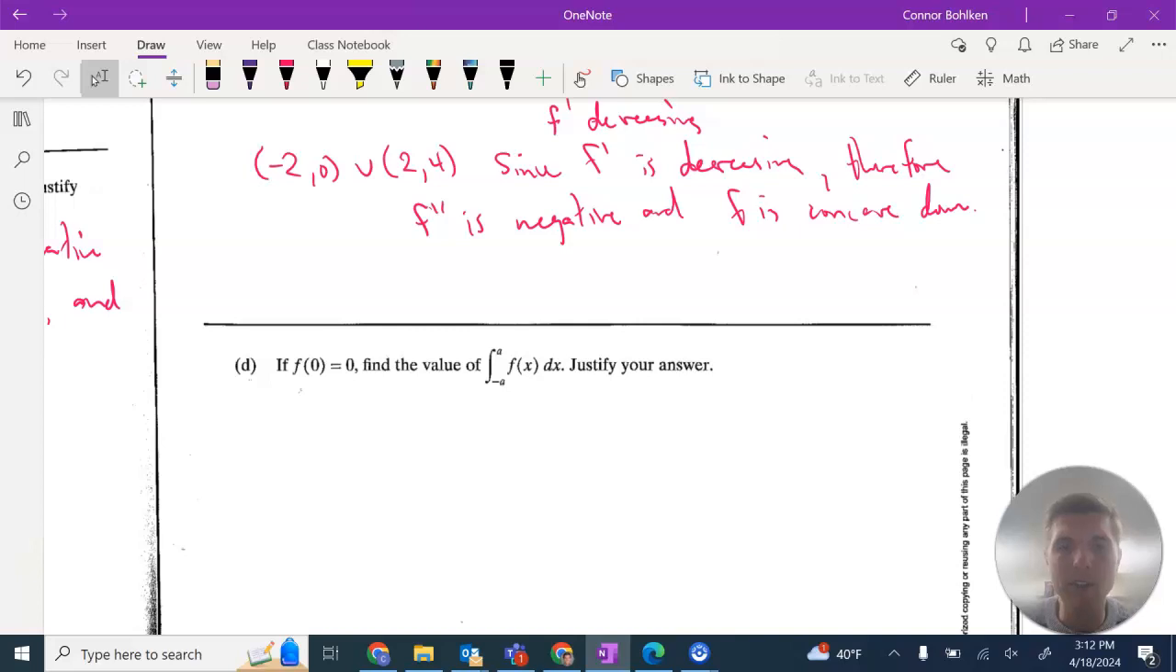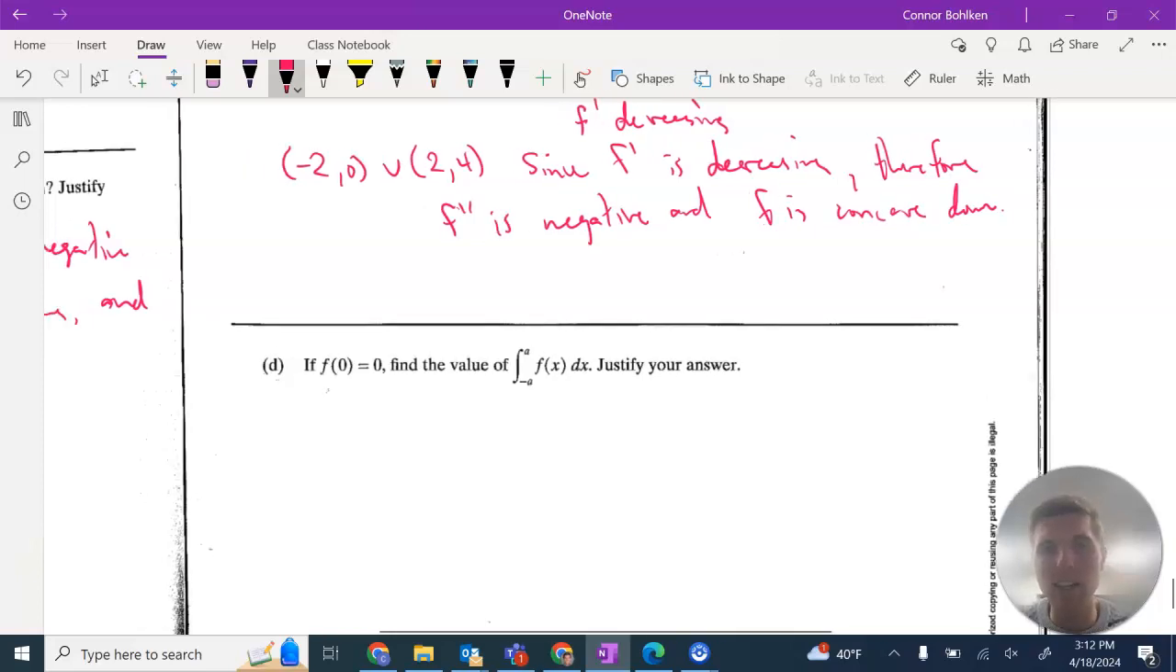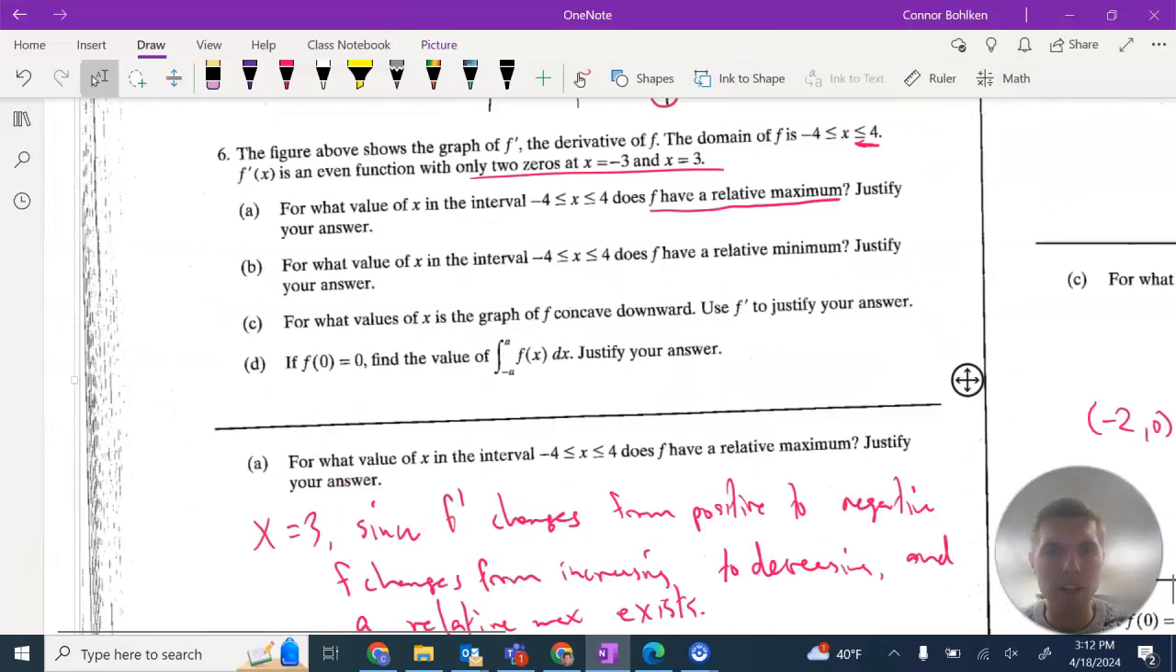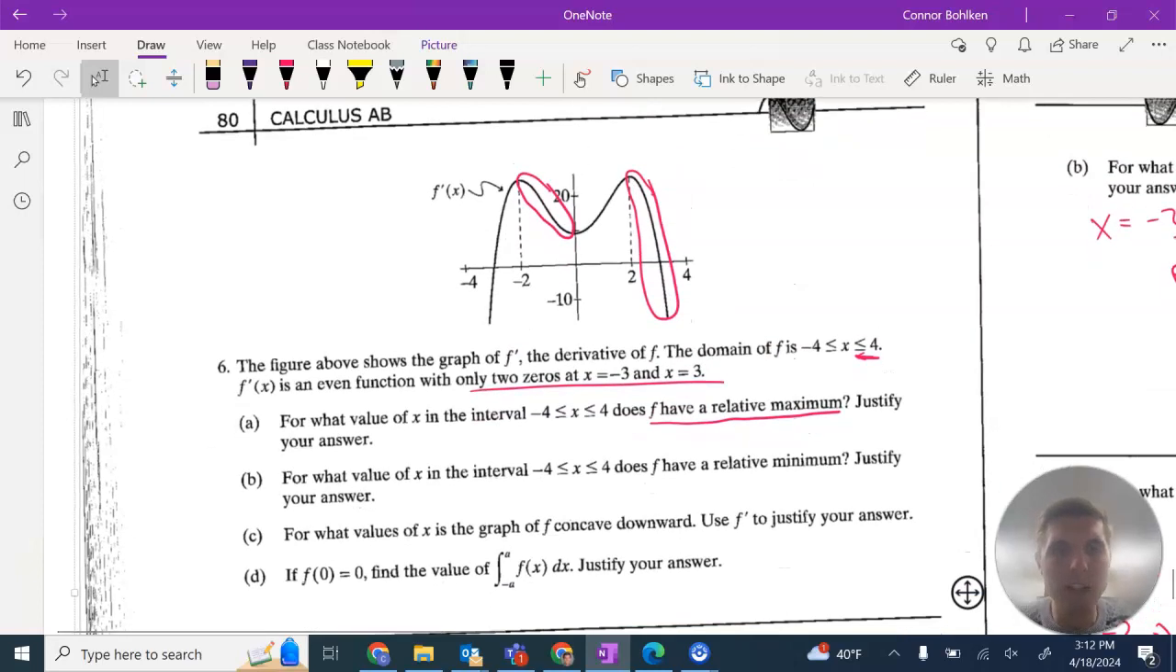If f of 0 equals 0, find the value of the integral from -a to a. This is asking about symmetry. So it's saying like f of x from some negative value to the opposite positive value. Let's look at our graph. Do we see some symmetry here? I sure do.